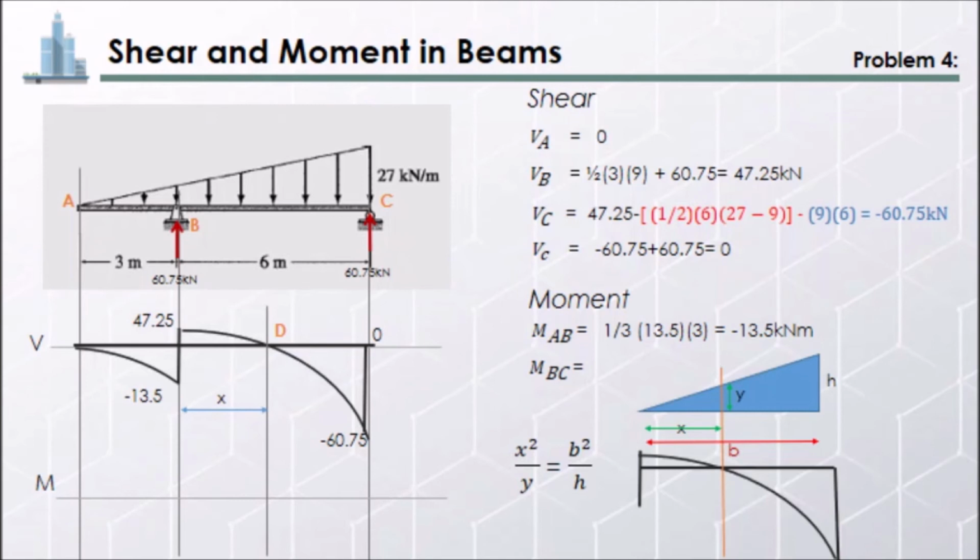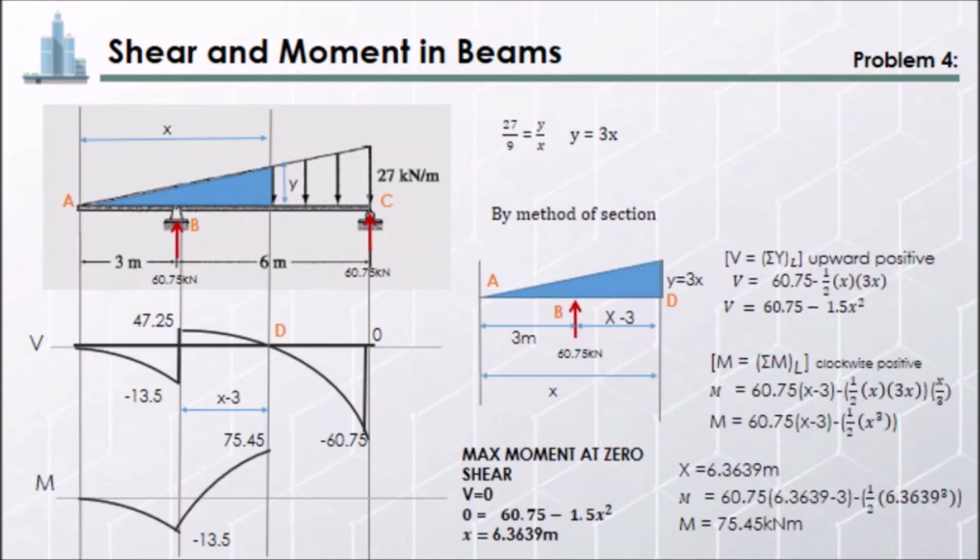Okay? So, how do we do this? Here, class, when the given is more complex, the best way to solve this is to use the method of section. So, to solve this, class, from B to D. We placed D here since this is where our shear is 0. Okay. So, this is where we compute.